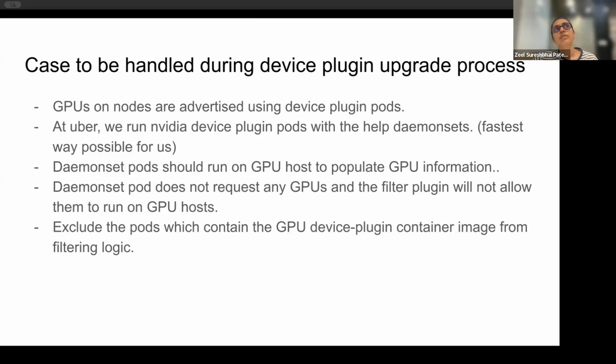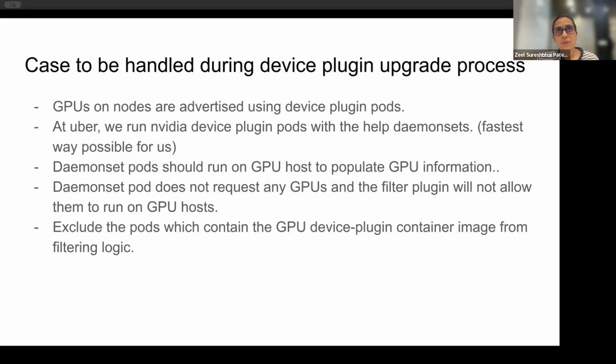But whenever there is a device plugin upgrade, whenever we want to do any kind of change on the device plugin pod, that pod eventually gets restarted, right? And that particular pod itself does not request any GPUs, but because it exposes the GPU information from the host, ideally it should run on the host which has GPUs, a bare metal host which has GPUs. But because it is not requesting any GPUs, our filter plugin will not allow such pods to run on the GPU node.